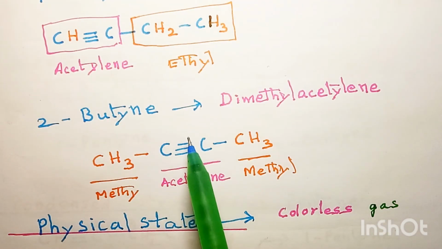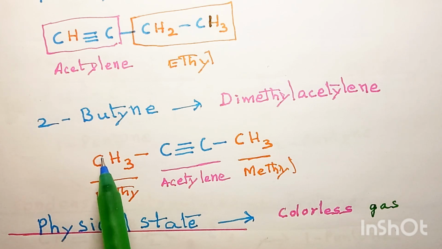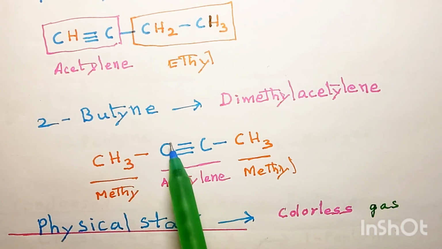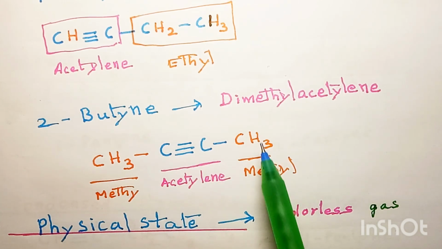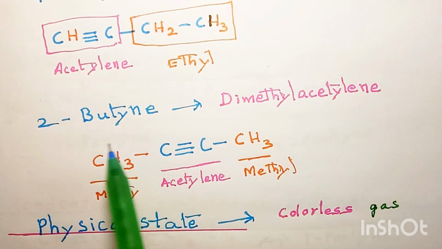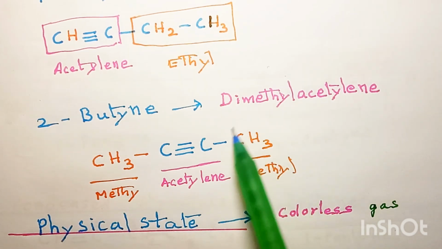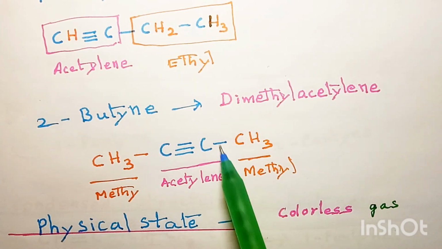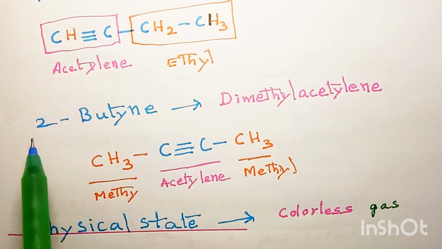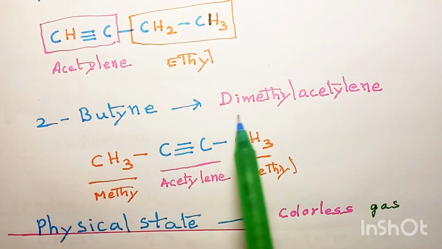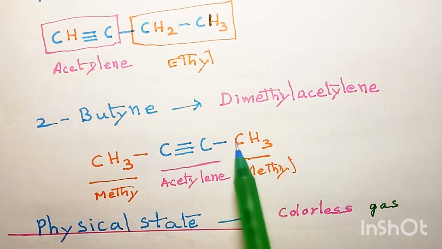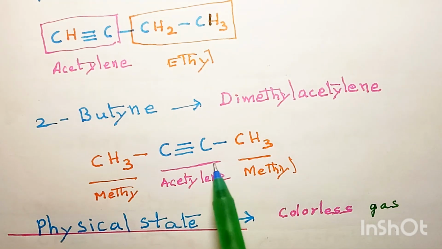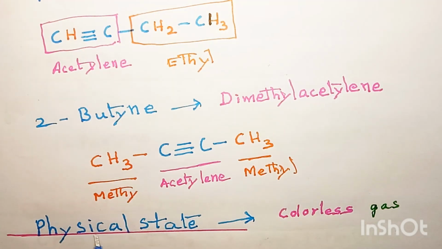2-butyne. Condensed form is CH3 single bond C triple bond C single bond CH3. So this part is a methyl part. This is another methyl part. This is the acetylene part. So it is named dimethyl acetylene. These are the common names of butyne.